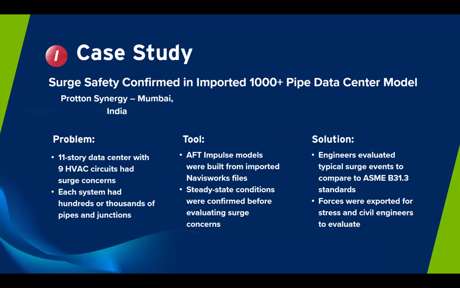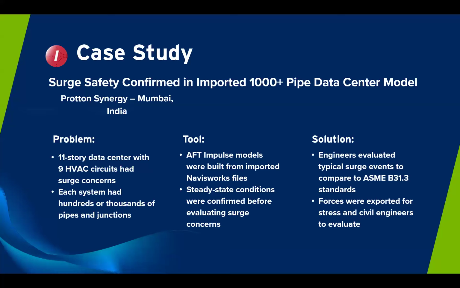So the case study that we're going to look at today is one that came in from one of our customers. It's a very large system that was put together with over 1,000 pipes and components. What they were working on was an evaluation of an 11-story data center. Had 9 HVAC circuits that they had some surge concerns on. So if there was a surge event, what was going to happen?